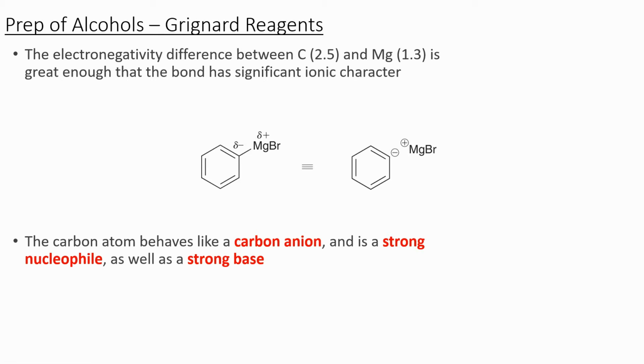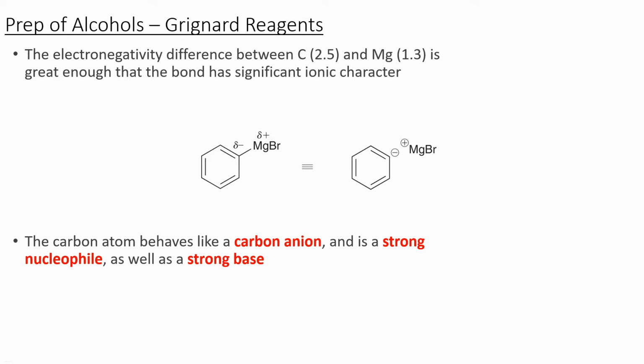If you look at the electronegativity of carbon and magnesium, it highly favors carbon. So carbon's going to be extremely greedy when it comes to the electrons of this bond, and it's almost like an ionic bond. It has significant ionic character, therefore we'll have a partial negative charge on the carbon and a partial positive charge on the magnesium, or you can almost think of it like a carbanion. And this makes it a strong base and a strong nucleophile.